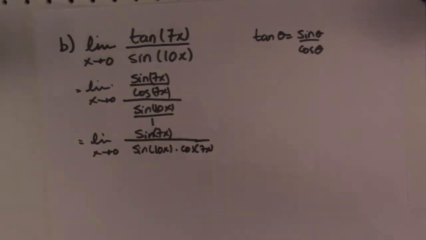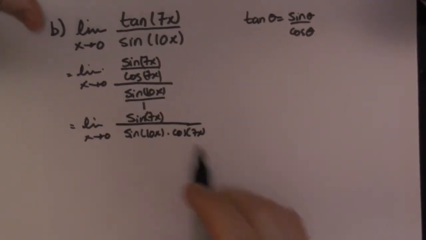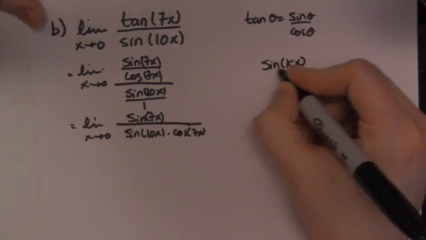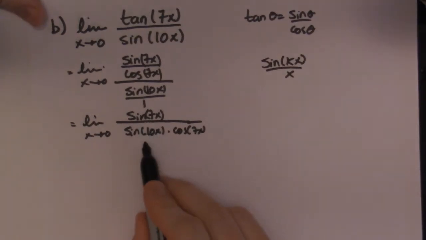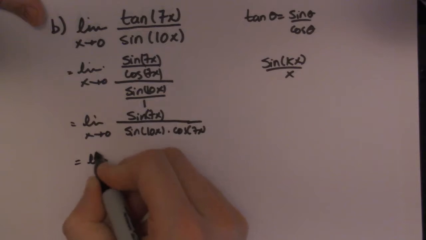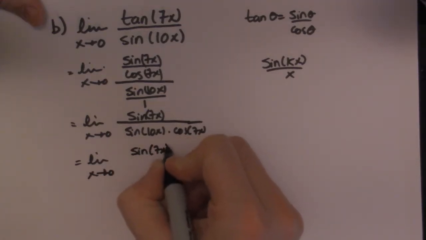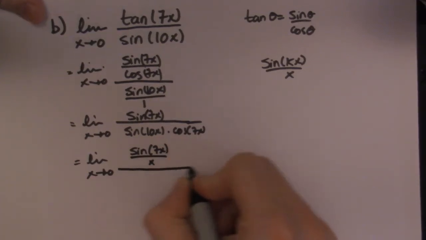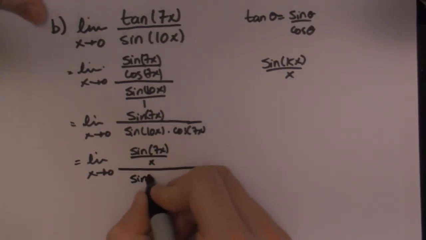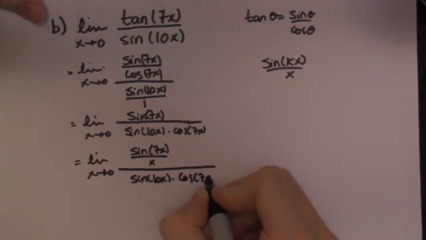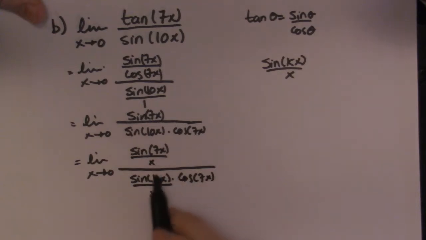Alright, so now what I can do is, again, I'm thinking about how can I make it sine kx over x. So I'm in a similar situation. I've got a sine on top and bottom, so I can divide the top and bottom by x. So let's go ahead and try that. So sine 7x, divide that by x, and then I'll divide the bottom by x. Now because the two things are multiplied on the bottom, I get to choose what I get to divide. So I'm not going to divide the cos, I'm going to divide the sine 10x so I can make that limit.